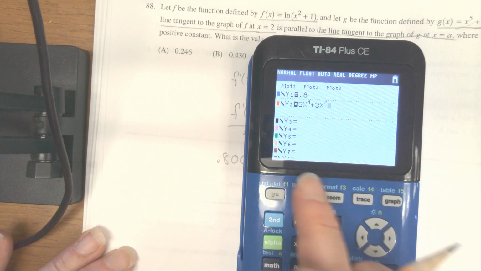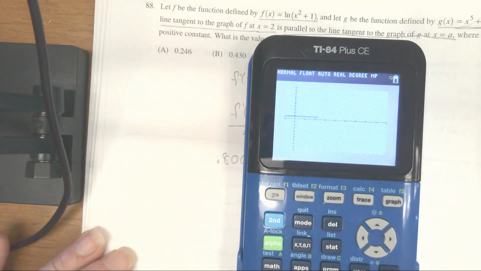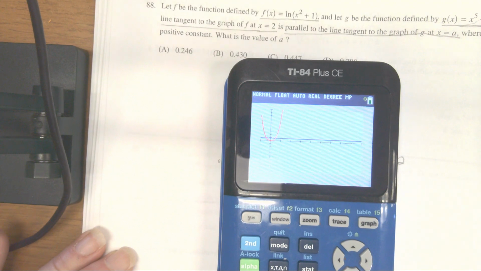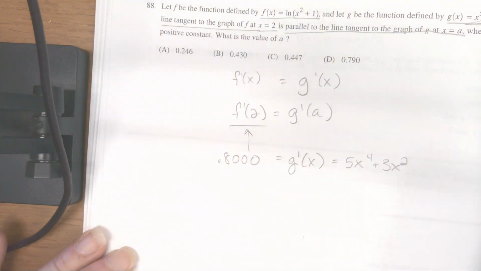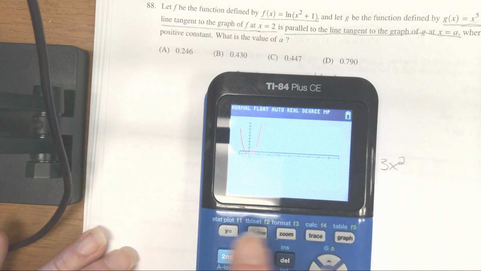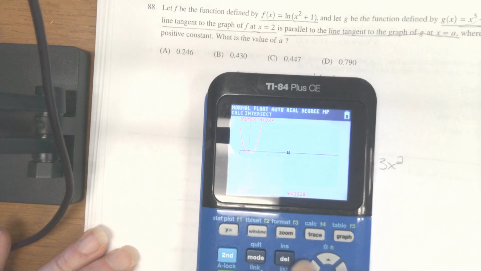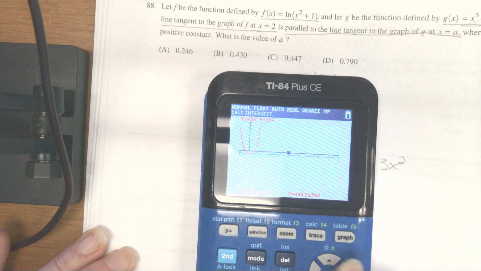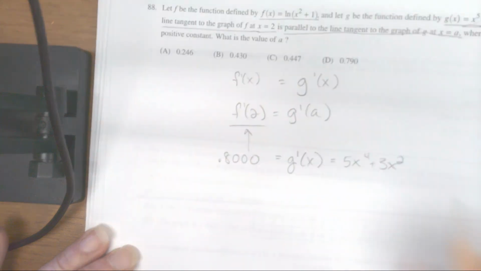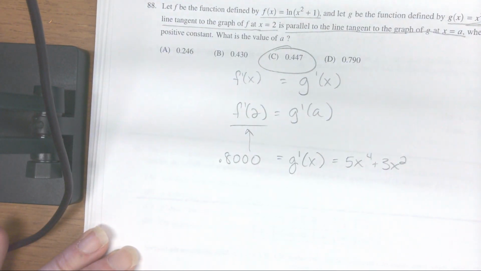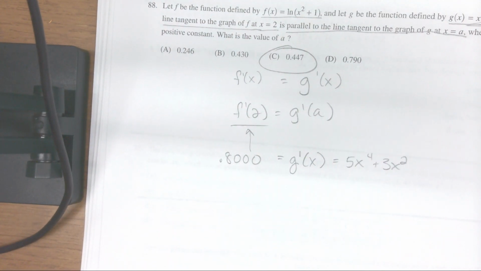Let's graph. Let's see if my window's okay from before. Okay, it looks like there's a negative and a positive. I'm not going to even do the negative because there's not a choice on there that's negative. 0.447 should be letter C. Yep. Tell me what went wrong here.